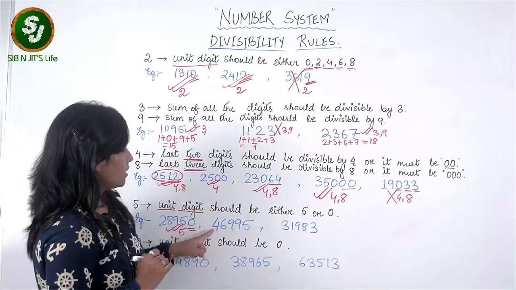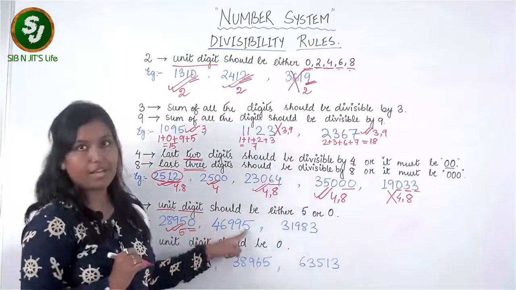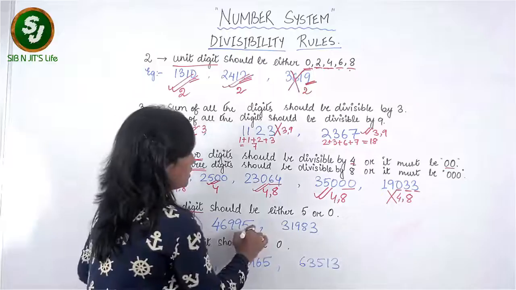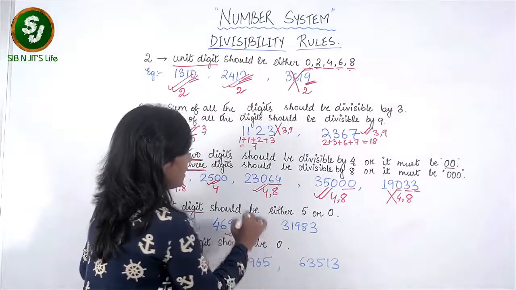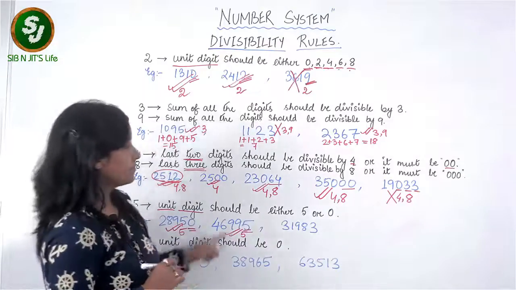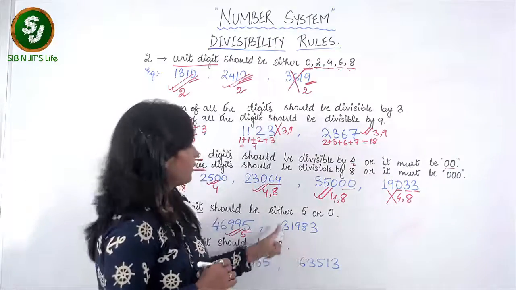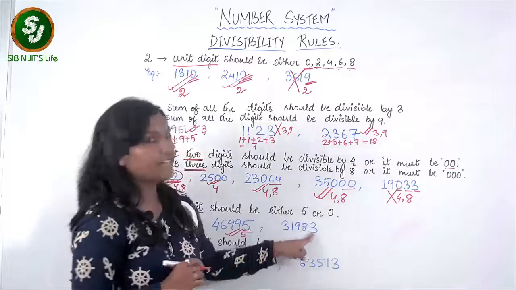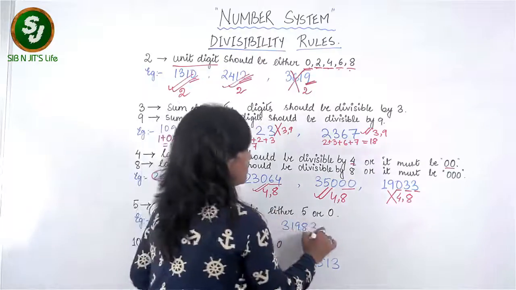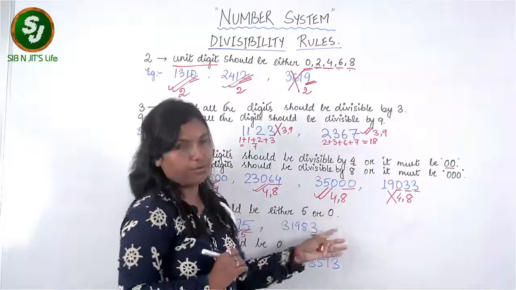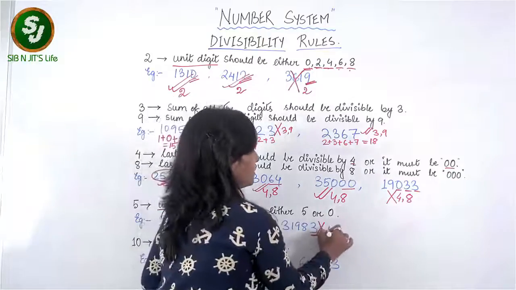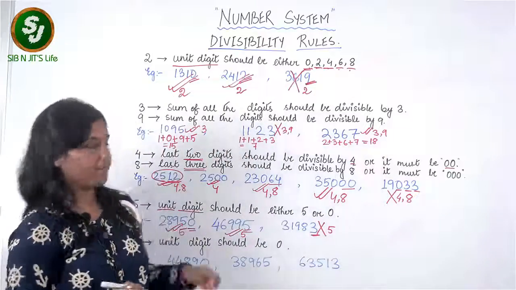The next one is 46995. What is the unit digit here? 5. So that means this is also divisible by 5. The last example here is 31983. Check the last digit, which is 3. It is neither 5 nor 0. That means this is not divisible by 5.